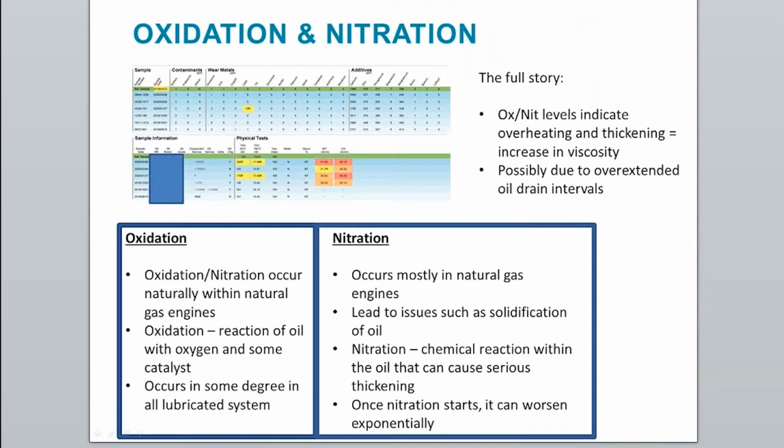Nitration is a chemical reaction within the oil, which can cause serious and premature thickening of the oil, resulting in severe varnish and carbon deposits. It occurs mostly in natural gas engines and can cause serious issues like complete solidification of the oil if not controlled. It's also been shown that once nitration begins, it can worsen exponentially. In this sample, the oxidation and nitration levels indicate overheating and localized hotspots, and this may be due to overextended drain intervals. One way to get on top of this, of course, is to shorten the drain intervals. Let's move on to our next report.